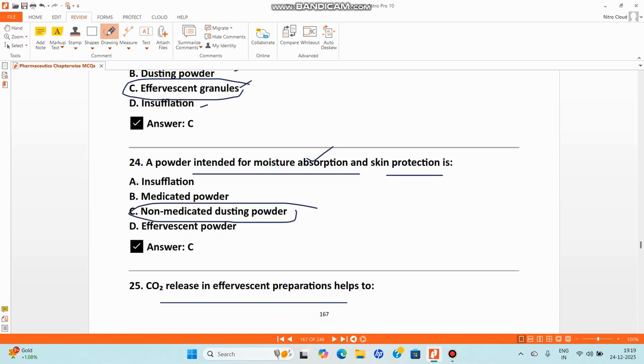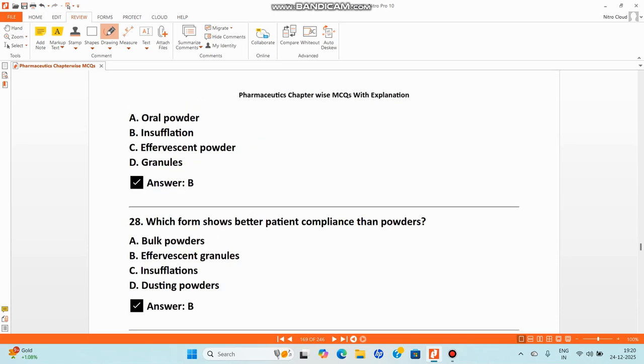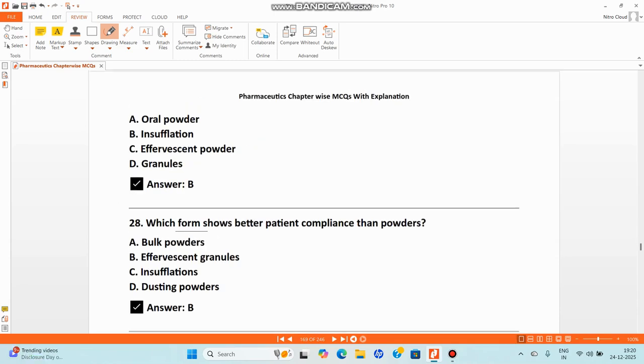CO2 released in effervescent preparation helps to reduce stability, improve dispersion and taste, increase viscosity, or reduce absorption. So here the answer will be improve dispersion and taste due to the release of CO2. Which preparation requires airtight moisture-proofing package? So this is effervescent powder. Okay. Next, which form shows better patient compliance than powder? Bulk powder, effervescent granules, insufflation, dusting powder. So the effervescent granules show better patient compliance than powder, right?